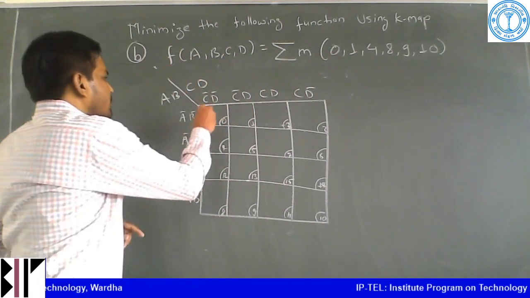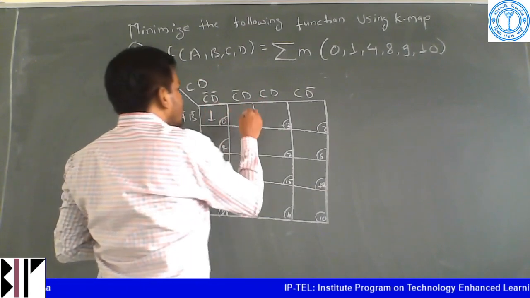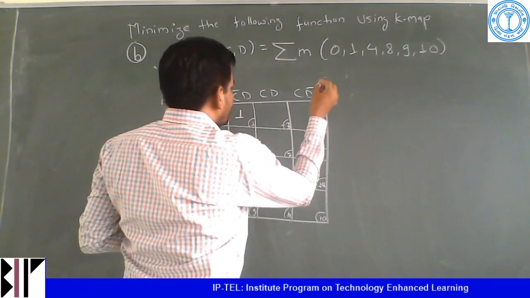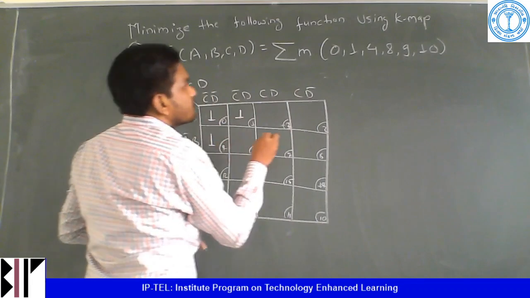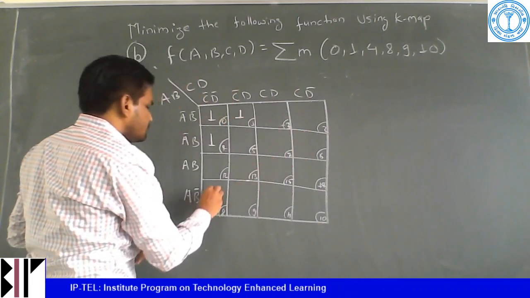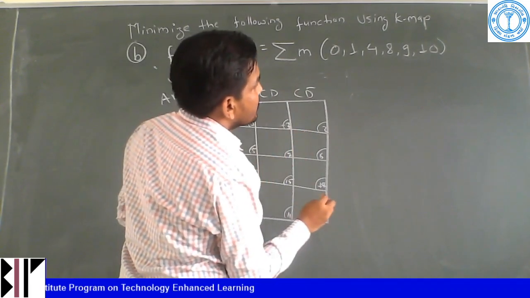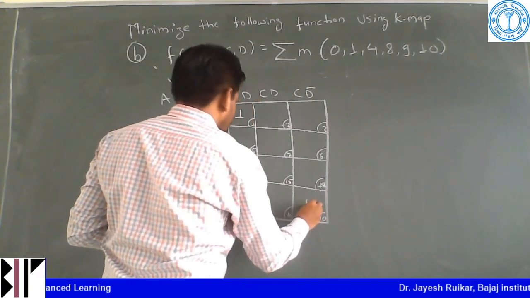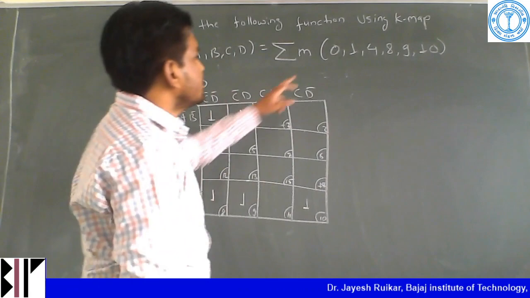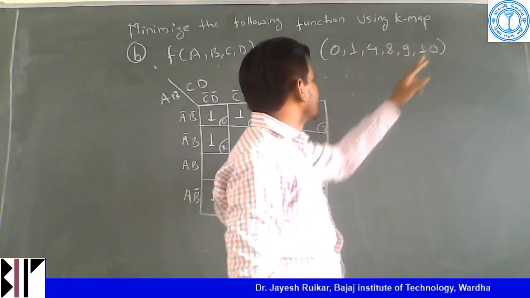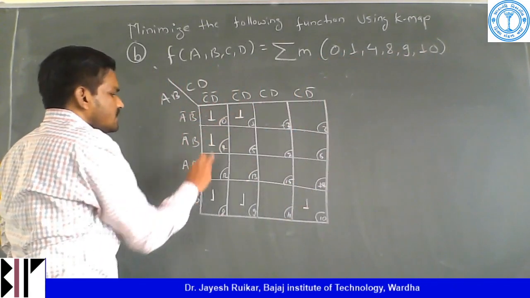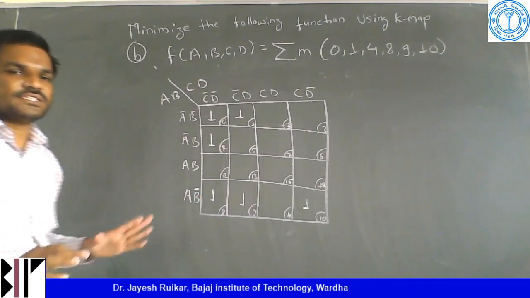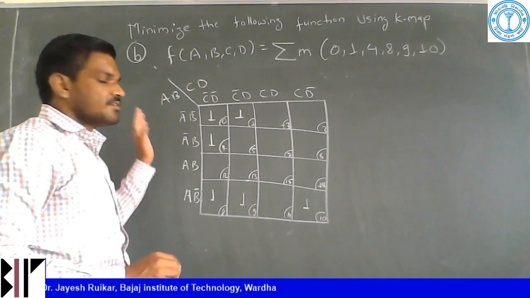So for 0 I am writing 1, for 1 I am writing 1, then for 4 I am writing 1, for 8 I am writing 1, then 9 and 10. So this is my 9 and this is my 10. Okay, so how many ones? 1, 2, 3, 4, 5, 6. Six ones should be there. So I placed 6 ones on the appropriate cells.